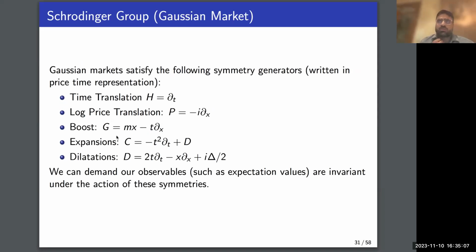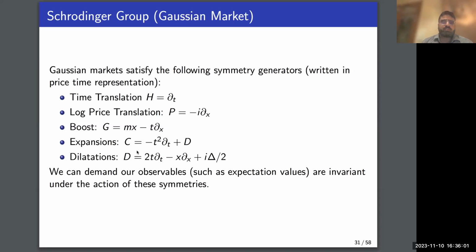And we see certain very interesting phenomena if you look at it, which is that, for instance, Gaussian markets, which is IID Gaussian, satisfy the following symmetries, or they're invariant under the following symmetry generators, which are written in the log price time representation as follows. For instance, they're invariant under time translations, shifting time back and forth, log price translations, so shifting log price by a constant back and forth. They're invariant under boosts, which are like rotating the time on the log price axis relative to one another, and also expansions and dilatations, which together constitute zooming in and zooming out of price and time, where price is zoomed in or out twice as fast as time.